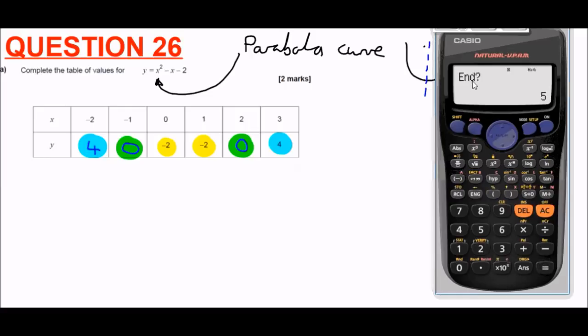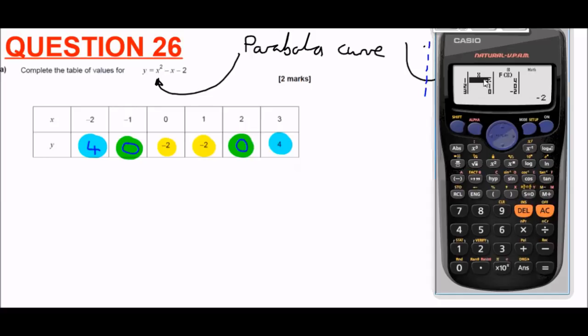Where do we want it to end? We want x to end at 3. So type in 3 and press equals. Step. What the step means is, what are the values of x we're using increasing by? X is going along 1 unit at a time. So x is stepping up by 1 number each time. 0 plus 1 is 1, plus 1 is 2, plus 1 is 3. So x is going up in ones. So let's leave it at 1 and press equals.